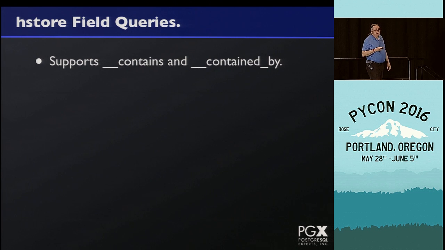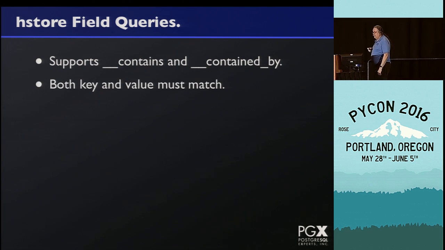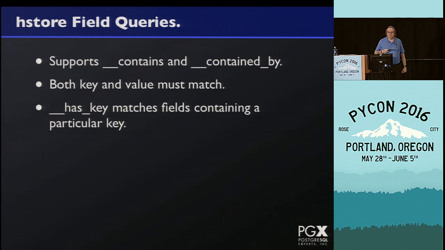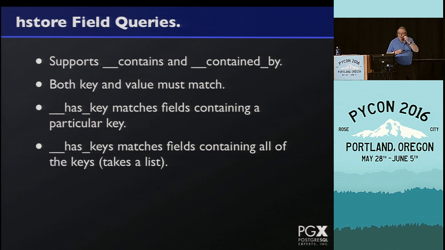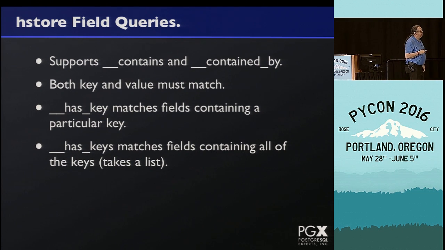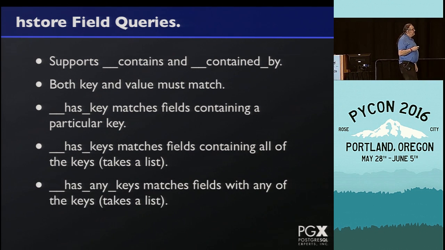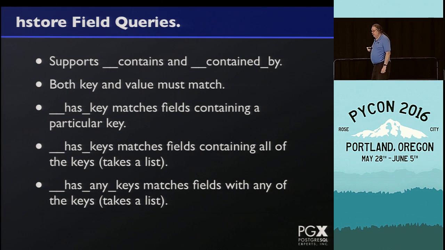You have a lot of the same kinds of queries for hstore. You get contains and contained by, where both the keys and the values must match. You have has key, which matches a field containing a particular key, and has keys, which does the same thing only with a list. And has any keys to do the OR style operation to match a field entry that has any of the keys.